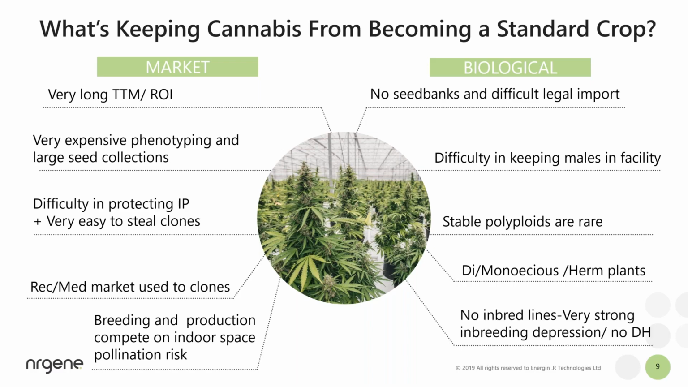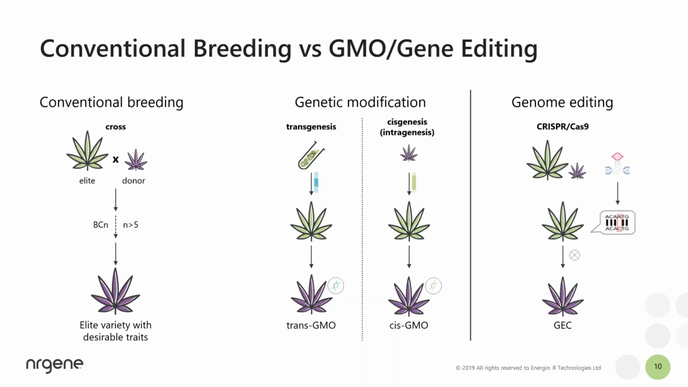There are no inbred lines. Cannabis has very strong inbreeding depression, so it's hard to find true inbred lines. I'll get to that later. And there are no double haploid shortcuts, at least not yet published for the public domain to use.